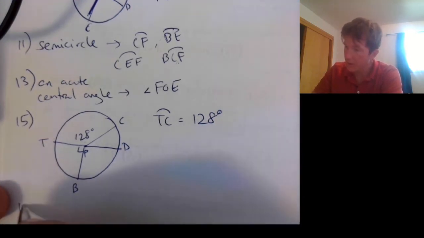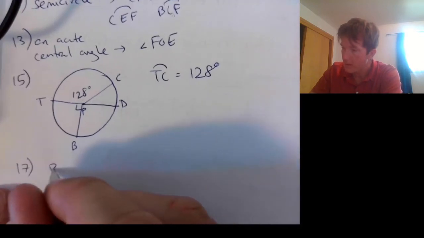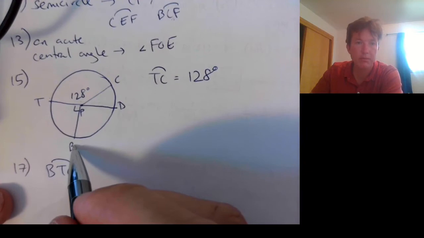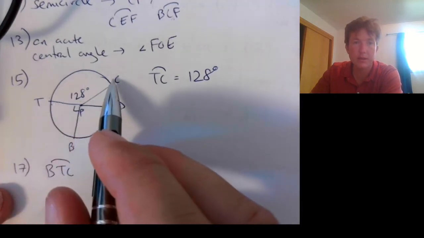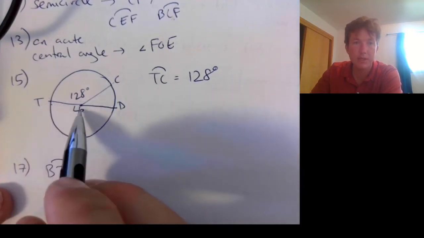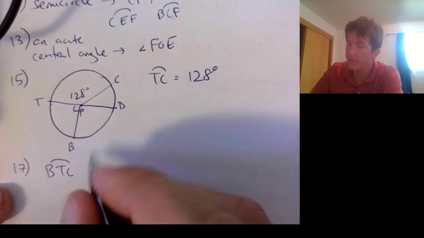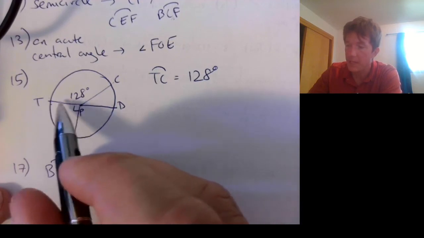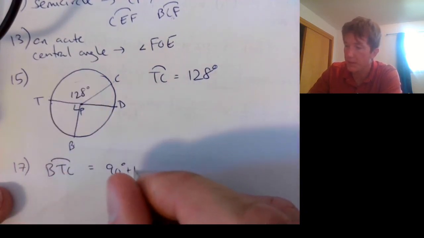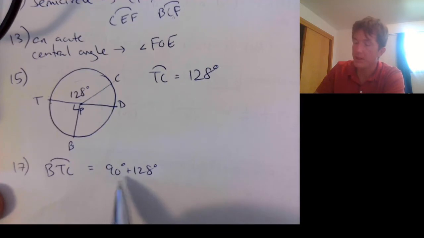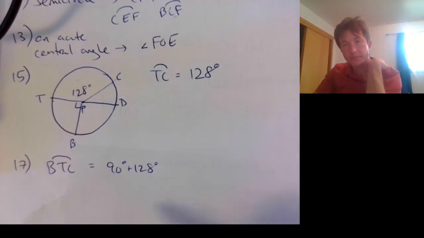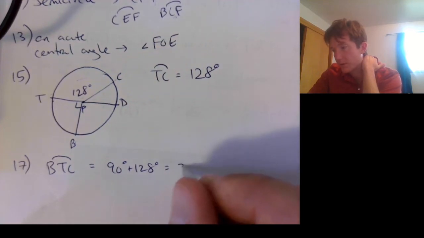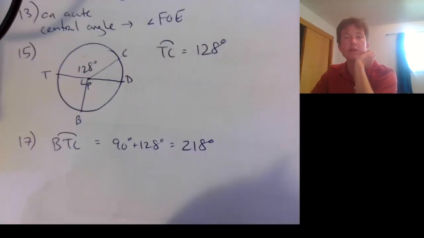Next one, 17. BTC. Let's look at that here. B to T to C. B to T is a right angle, so that's going to be 90. And then we're adding TC, which is 128. So it'd be 90 plus 128. So that's what, 218 degrees.